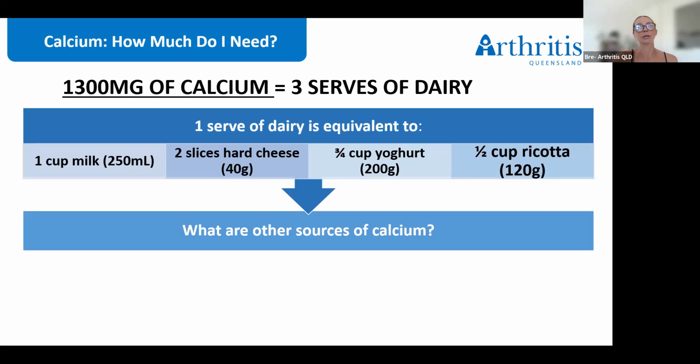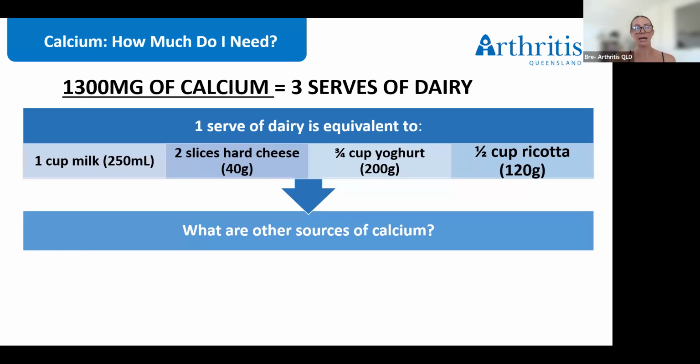When you put it in perspective like that, it's not actually that much when you think about 2 slices of cheese, a cup of milk, and 3/4 a cup of yogurt. And you could probably have a cup of milk in all your cups of tea and coffee that you have during the day as well. So it can be quite easy to hit that 1,300 milligrams, those 3 serves of dairy.